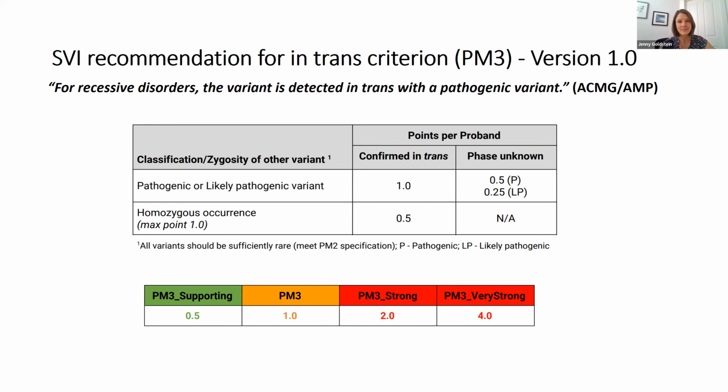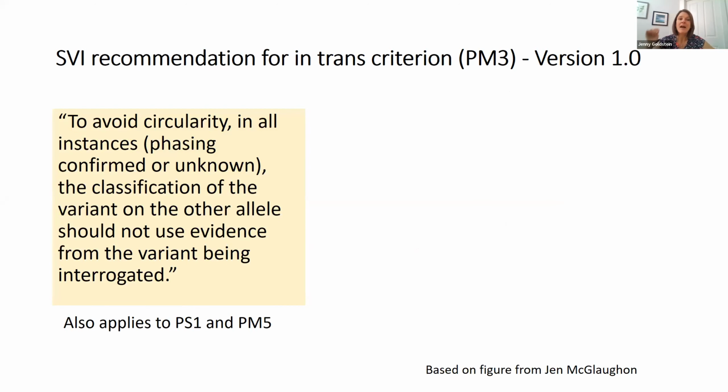these points. So one thing I wanted to talk about from the SVI recommendation for PM3, they clearly state that to avoid circularity in all instances, whether the phasing is confirmed or unknown, the classification of the variant on the other allele should not use evidence from the variant being interrogated.